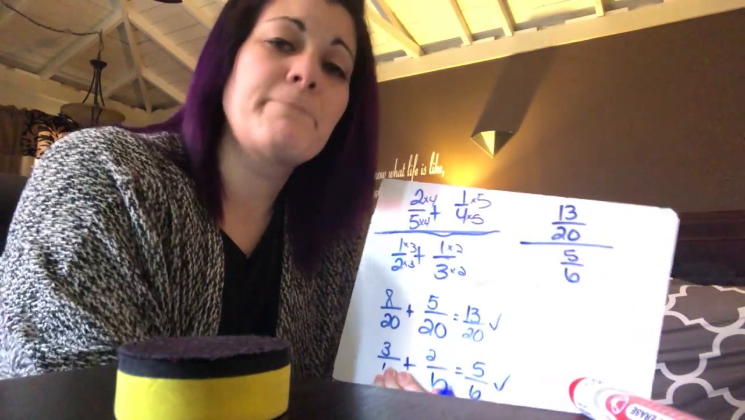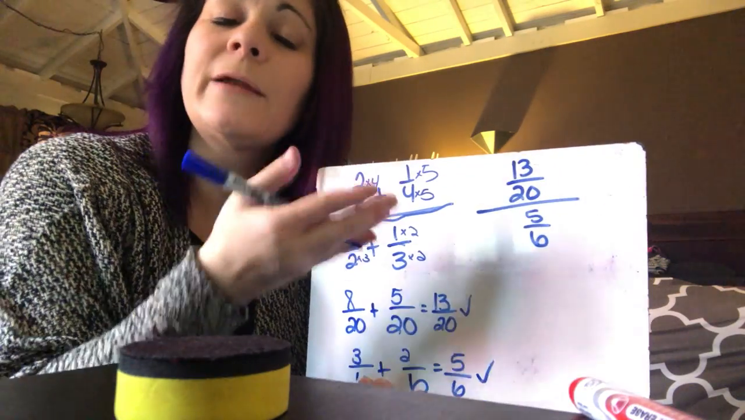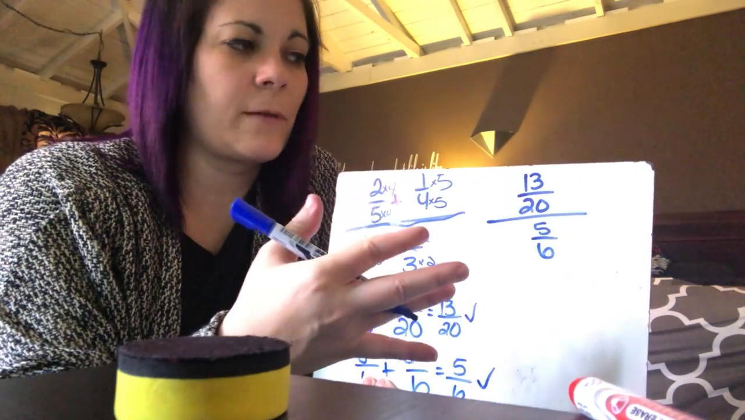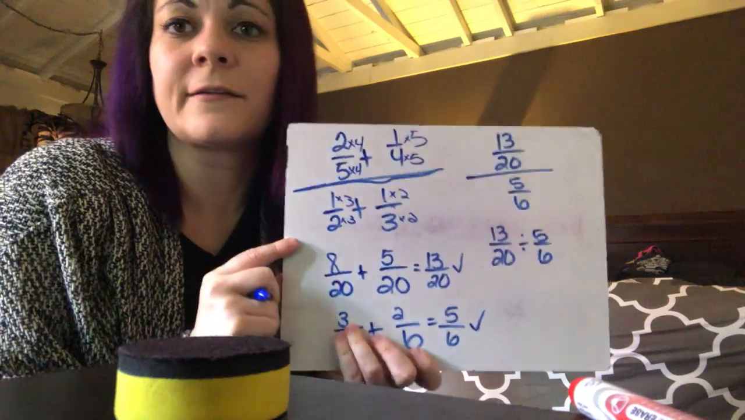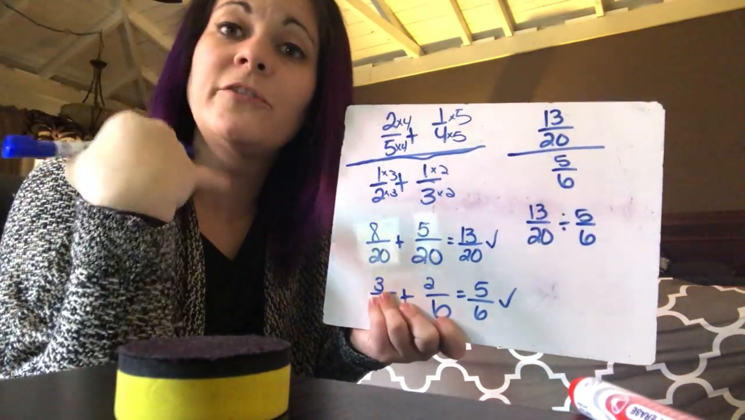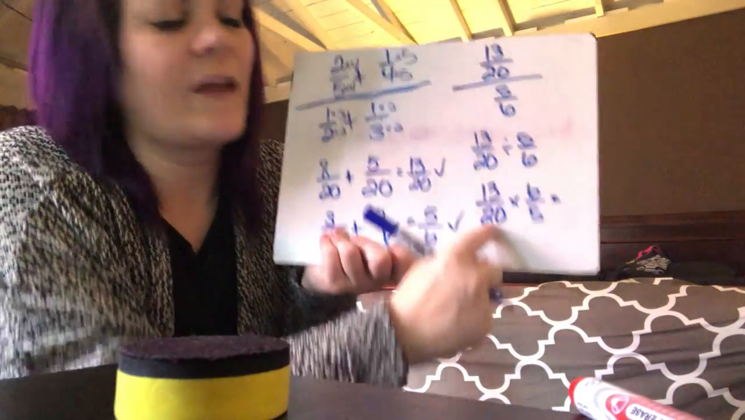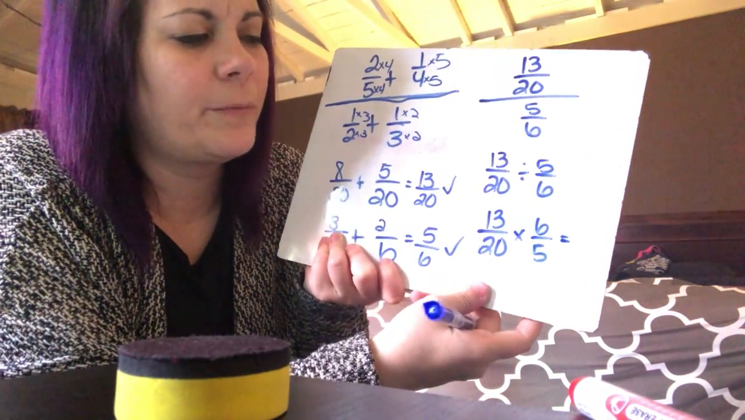Now, how many of you remember that fractions are just division problems? So really what we have here is a fraction division problem. We have 13/20 divided by 5/6. And again, if you remember how to divide, keep, change, flip, you have to do that. Again, if you need a refresher, go watch that video. 13/20 times 6/5 when you apply the keep, change, flip. And then we can multiply.